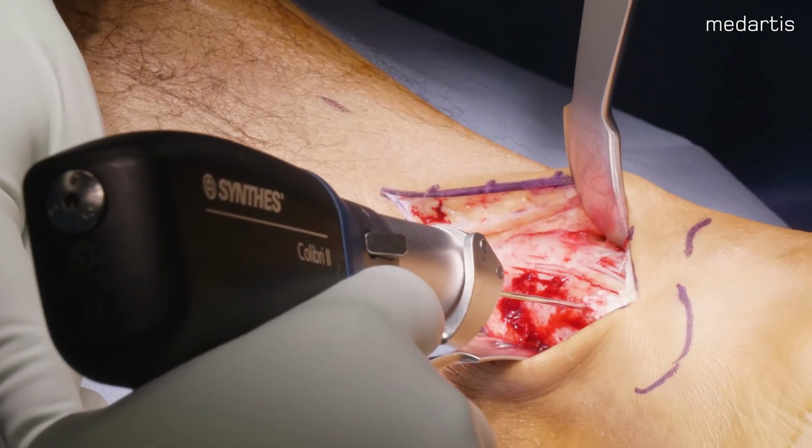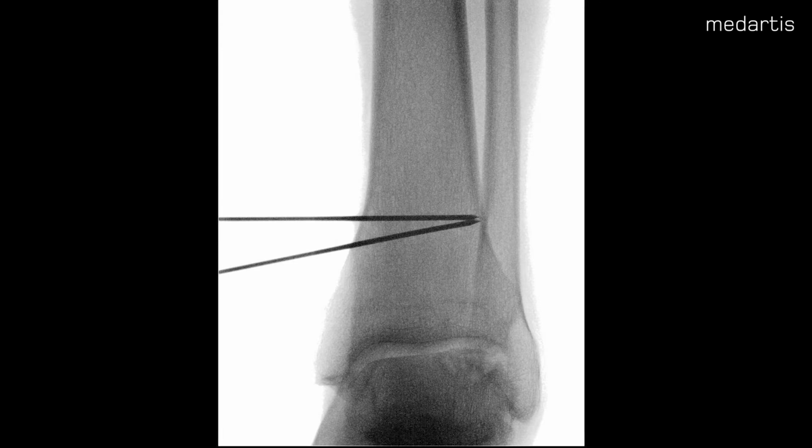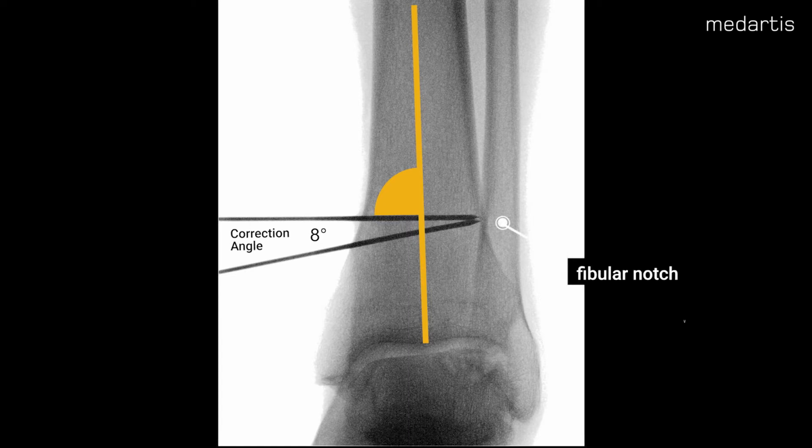In the image intensifier, both K-wires are seen. The proximal K-wire is perpendicular to the tibial axis, and the second K-wire is roughly parallel to the ankle joint. Ideally, the placement of the osteotomy apex is at the level of the fibular notch. A slight overcorrection by 1 to 2 degrees is recommended to deload the lateral ankle.